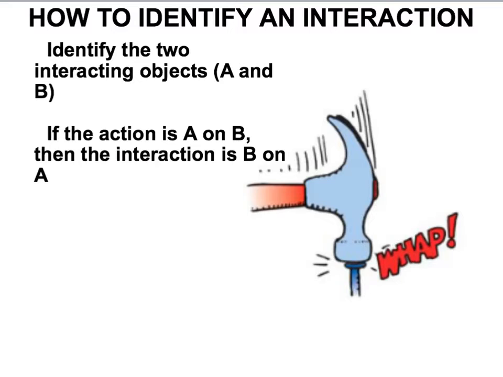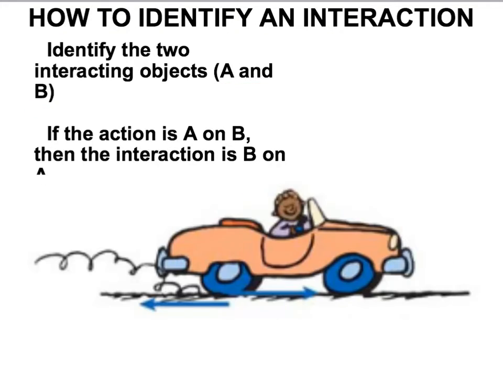Let's look at another example using our formula. Here's a hammer and a nail. Those are our two interacting objects. What's the action force? The hammer hits the nail. What's the reaction force? The nail hits the hammer. Here's another example with the car. What's interacting? The car is interacting with the road. So the action force is the car pushing against the road, and the reaction force is the road pushing against the car. You getting the hang of it?